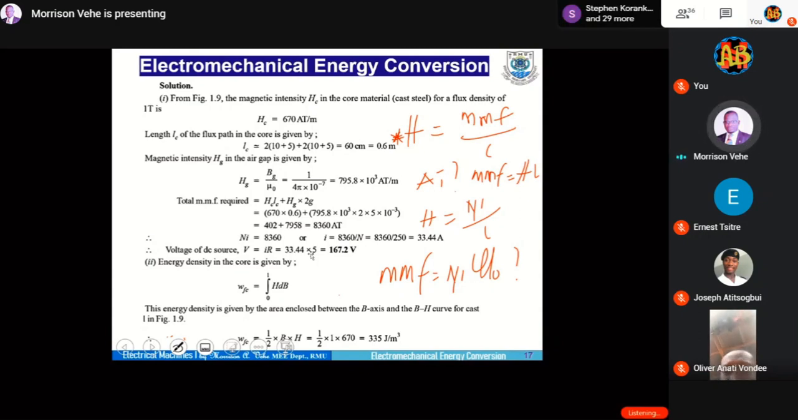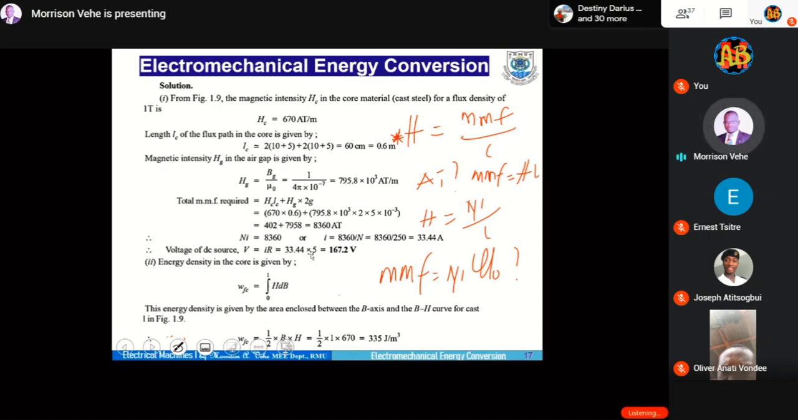Once you know the current, the question actually asks us to find the voltage of the DC. In your problem, you are given 5 ohms to be the core resistance. So you just recall your basic Ohm's law, that is V is equal to IR, and then you evaluate those values, then you can get your voltage. Basically that was what was done here, giving us 167.2 volts. That is what we are actually looking for.